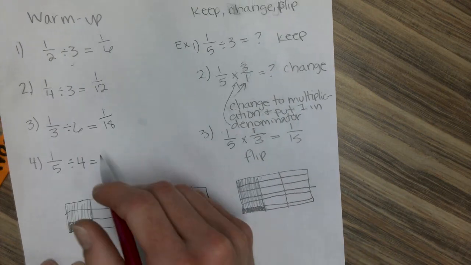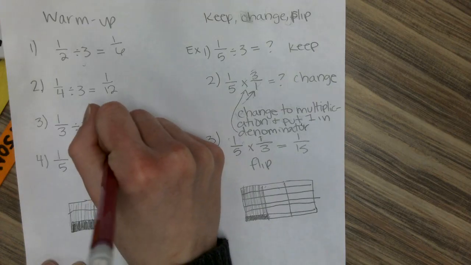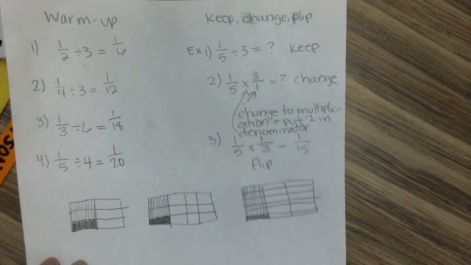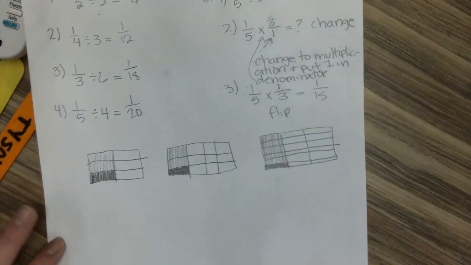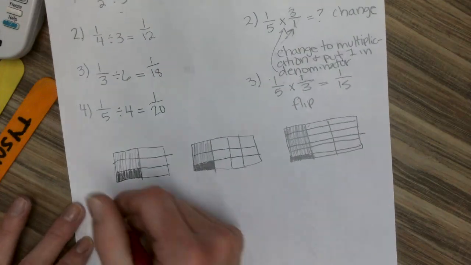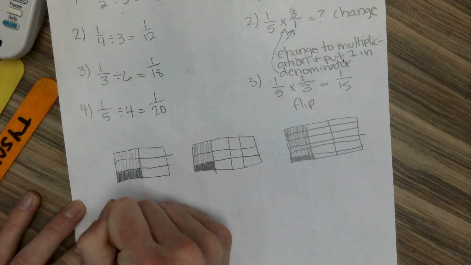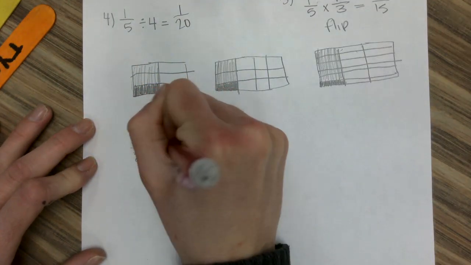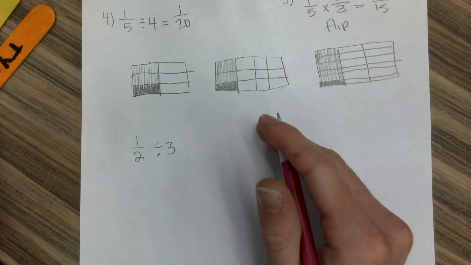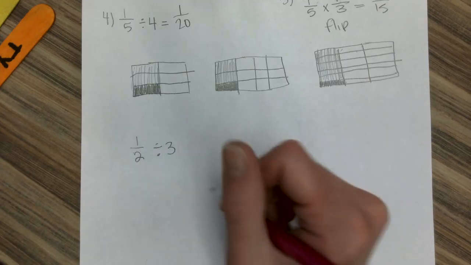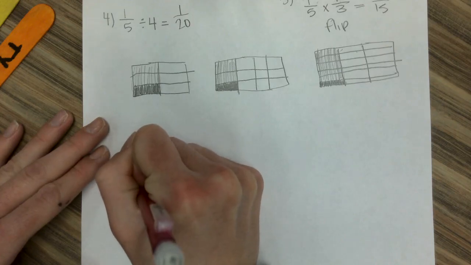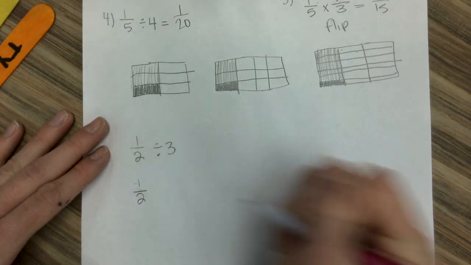All right, and then the last one. 1/20. You get the gist. I'm not gonna draw a third picture. For keep, change, flip. Okay, I'm starting with 1/2 divided by 3. Hold on. 1/2 divided by 3. Okay, this is your starting. Okay, we keep. Okay, then we need to change. There's 2 things you're changing. So we keep our 1/2.